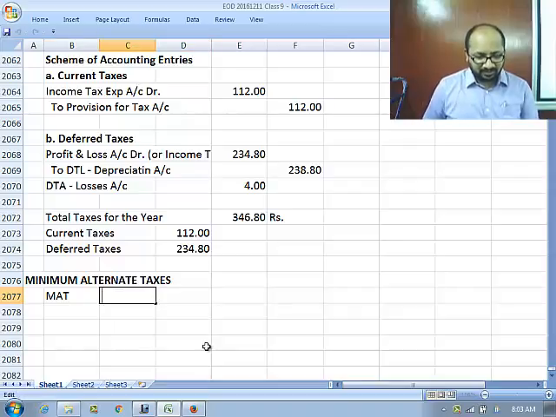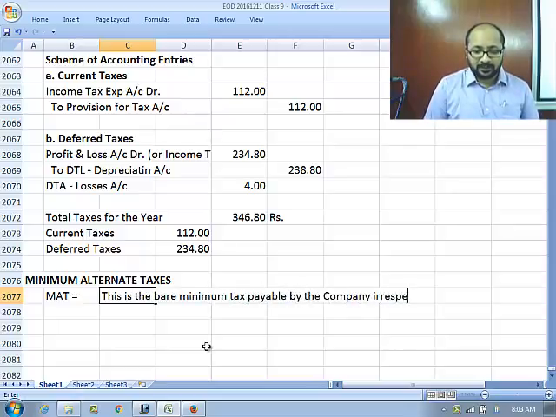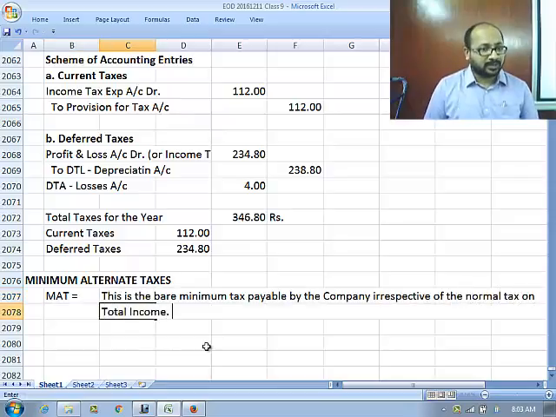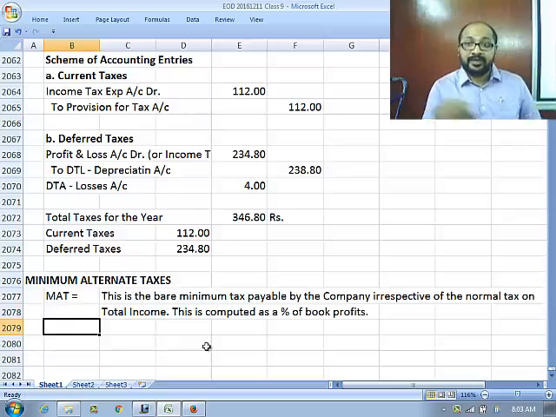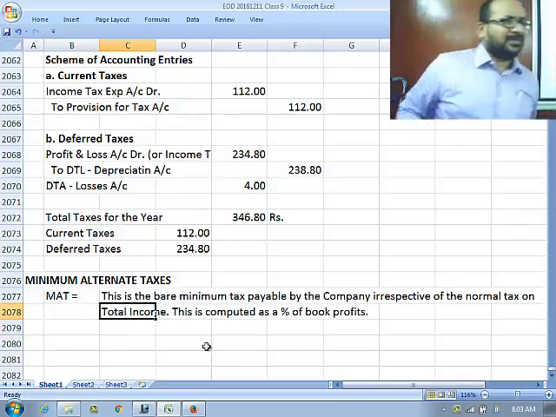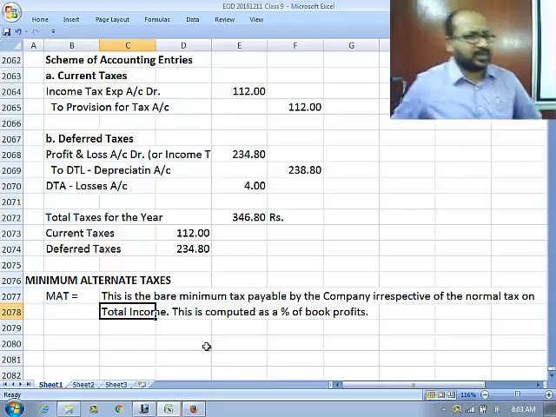So minimum alternate tax conceptually is nothing but minimum tax payable. Tax payable by the company, irrespective of the normal tax on total income. This is computed as a percentage of book profits. We don't care about tax profits and total income. Book profits, of course, let us not bother about this specific section and all, what gets added, what does not get added and all.